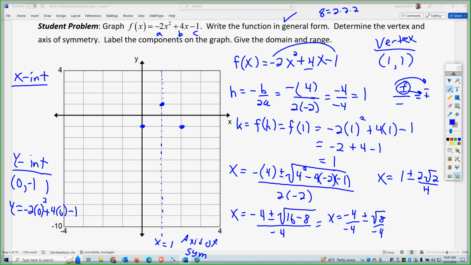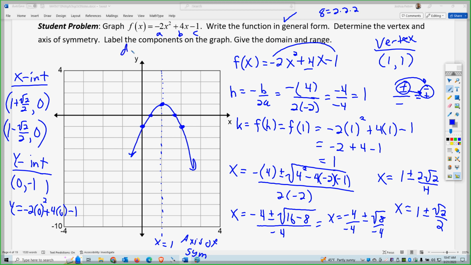But there's no difference between plus minus and minus plus, right? So you can just get rid of the negative on the bottom. Okay, so I get x equals 1 plus or minus root 2 over 2, right? So my intercepts are 1 plus root 2 over 2 and 1 minus root 2 over 2. You can get the decimal equivalents if you want, but it tells me exactly where I thought they were.